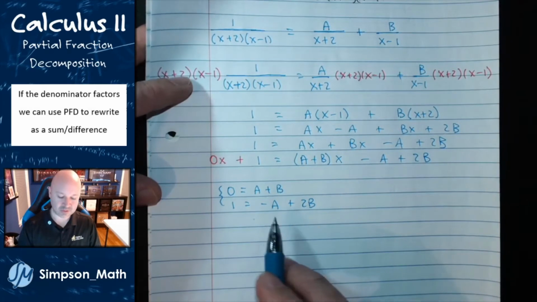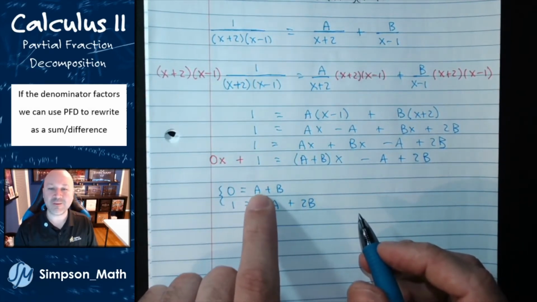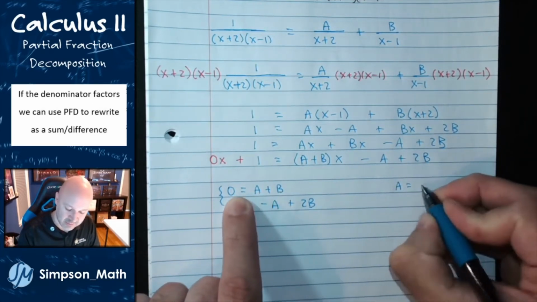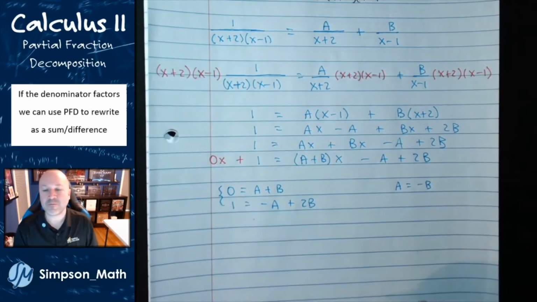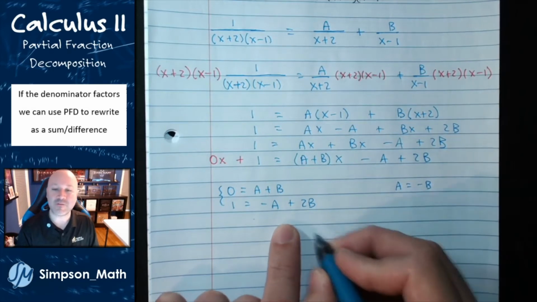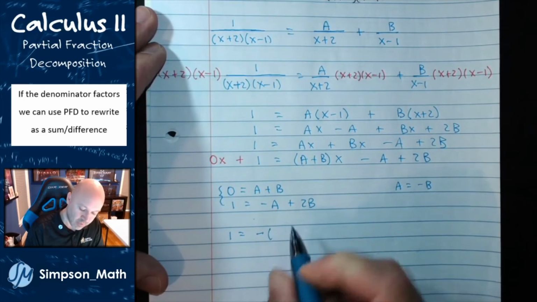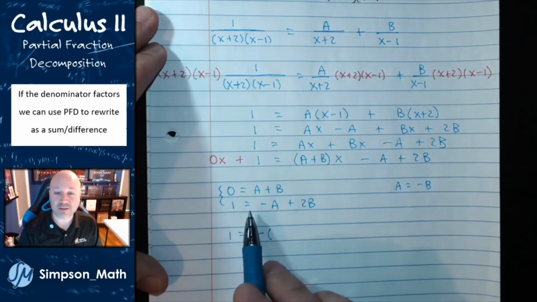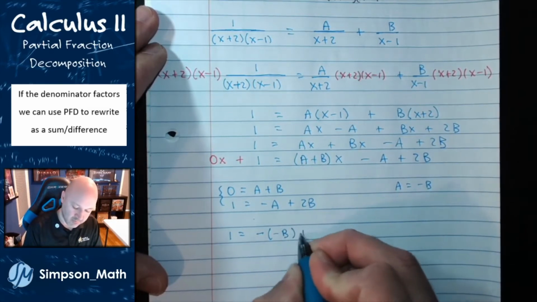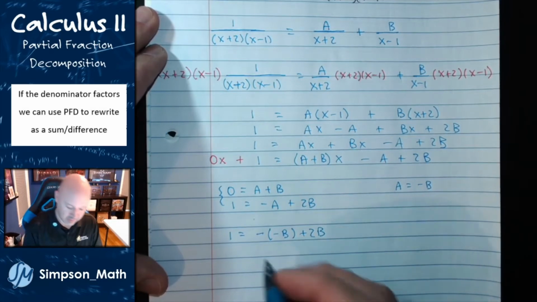These look so nice. In fact, if a plus b equals 0, I could solve that equation for a. a must be equal to negative b. If I subtract that over, I can then take that negative b and plug it in place of a into the second equation. So I'm rewriting the second equation. 1 is equal to negative a, but a is just negative b. Well, negative negative b is positive. That looks like a 3b.